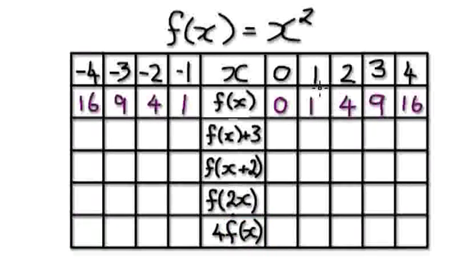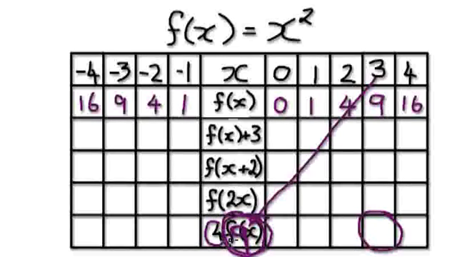Okay, so let's say, for example, you want to work out this one here. You've got to put the 3 into here and work out what f of 3 is. Well, in this case, it's 9. Okay, +9. So now it's 4 times 9, which is 36.